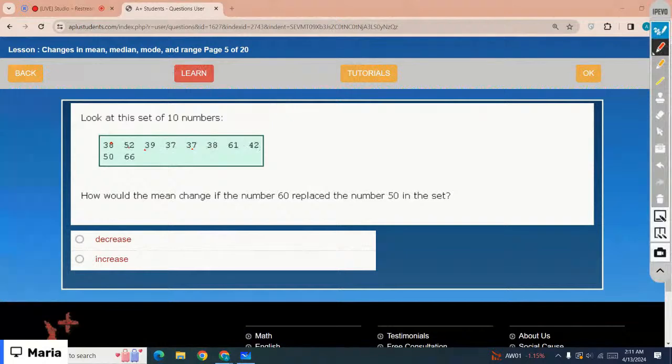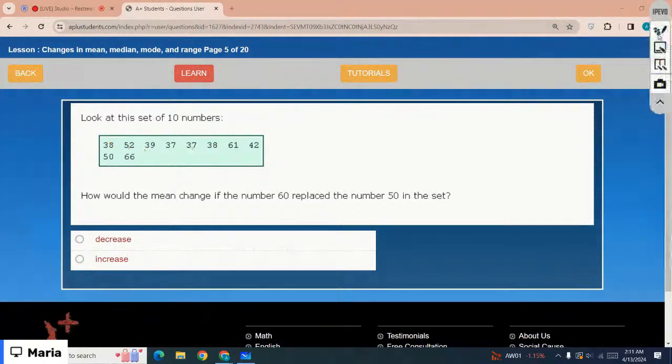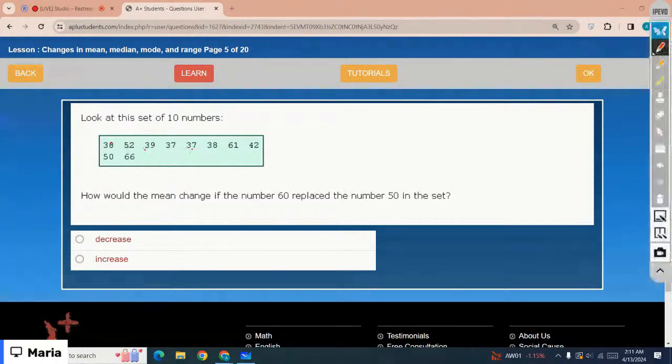Okay, the first is 38. 38, 52, 39, 37, 37, 38, 61, 50, 66, right? That is 460. 460 divided by 10 is 46, right? So if the numbers are exactly the same, their mean is 46.